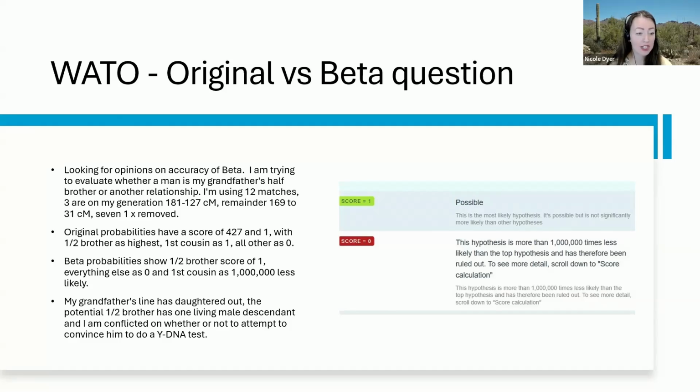So, more background information. My grandfather's line has dotted out. The potential half brother has 1 living male descendant, and I am conflicted on whether or not to attempt to convince him to do a Y-DNA test. So, potentially, the answer to this question will help decide whether or not more testing is needed. So let's dive into these two probability sets and try to figure out which one would be more helpful for this question.